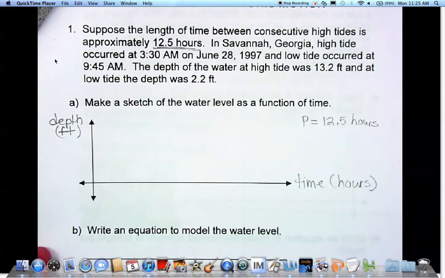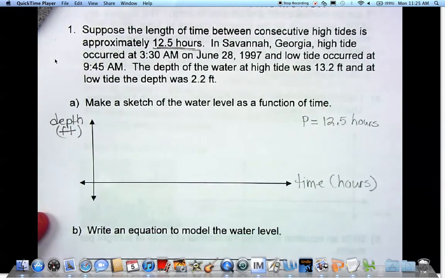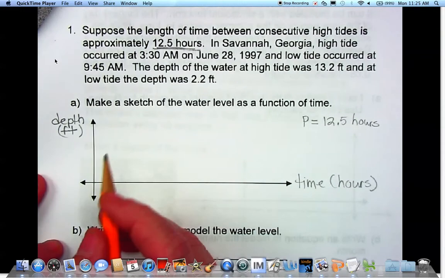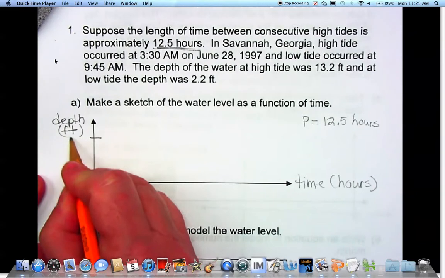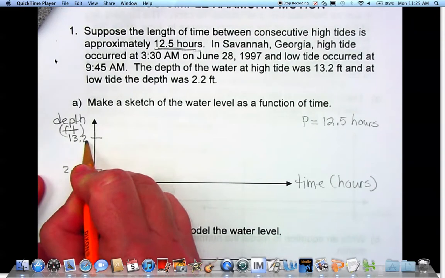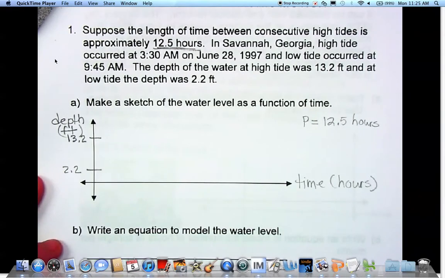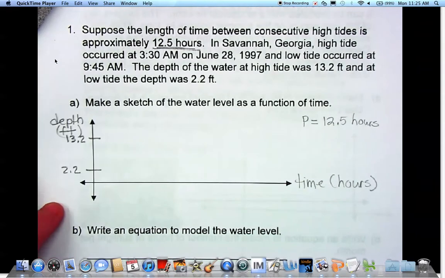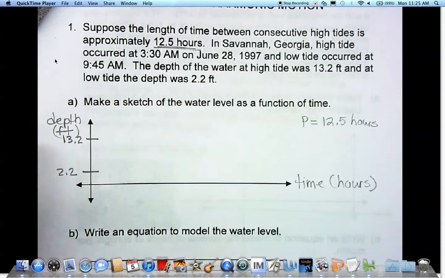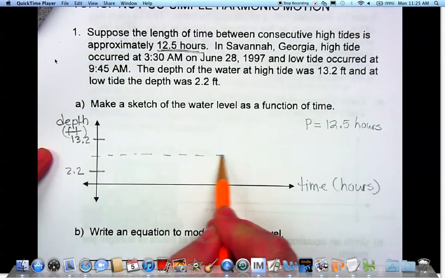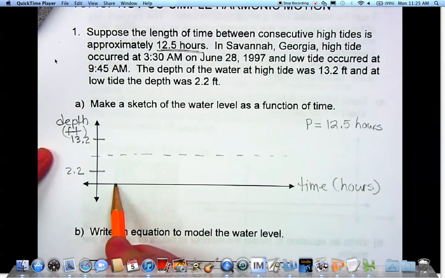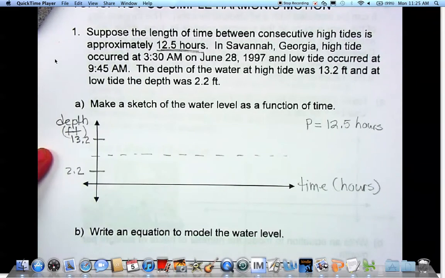So what was the minimum, or what was the low tide? The low tide was 2.2 feet. The high tide was 13.2, is that right? Yes. Okay, so we've got those two. Now, somewhere in the middle, we're going to have to find that, because that's how far it moved up from the origin. And we'll find that in a minute.